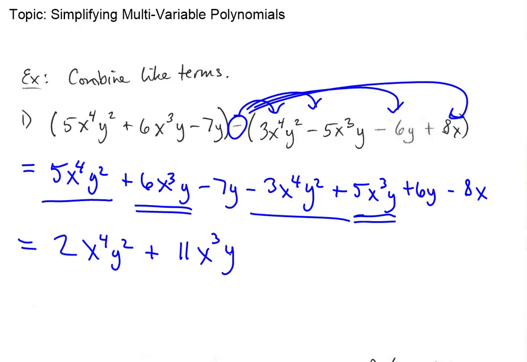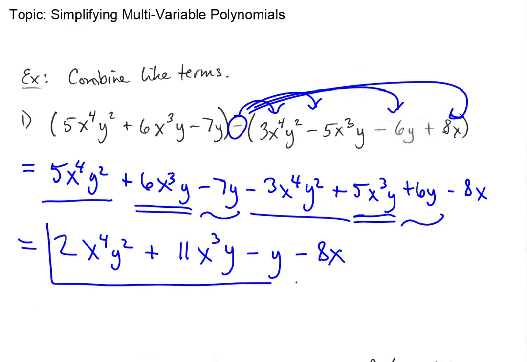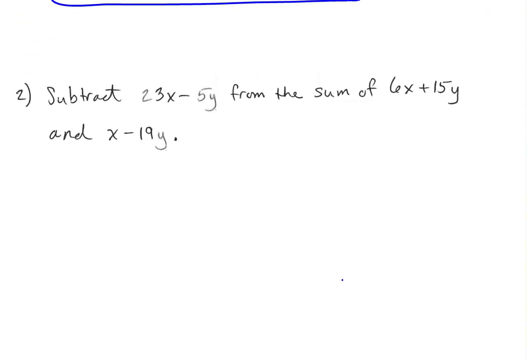And then moving on from there, we see a couple y terms. There's a negative 7y and a positive 6y, which together would create a negative 1y, or just a negative y. And then there's a minus 8x at the very end, which has nobody to play with. There are no like terms with it, so we just copy it in at the end. And this now is the result of combining all the terms that are like with the multivariable polynomials that we just discussed.